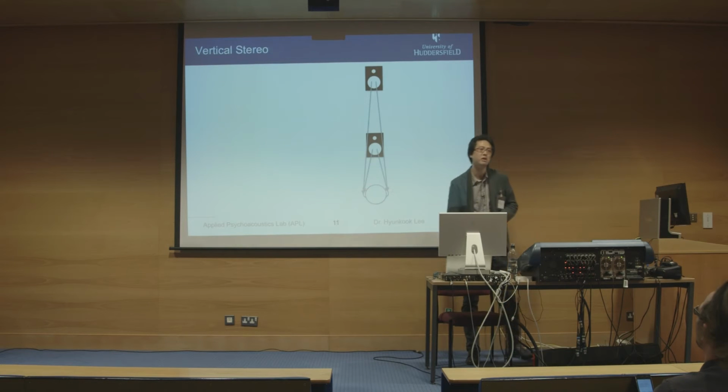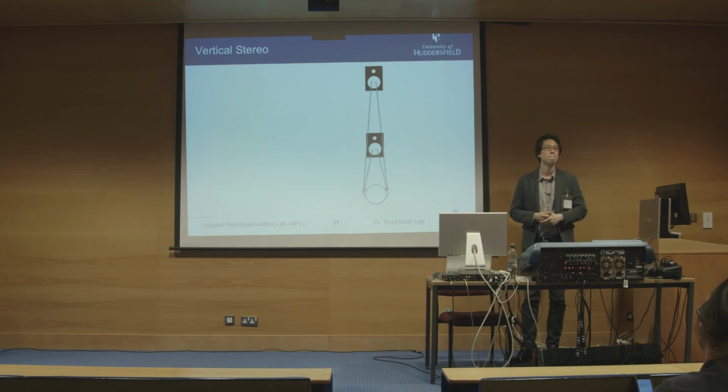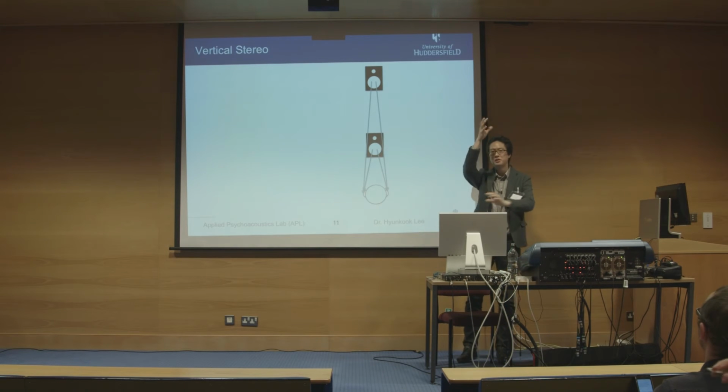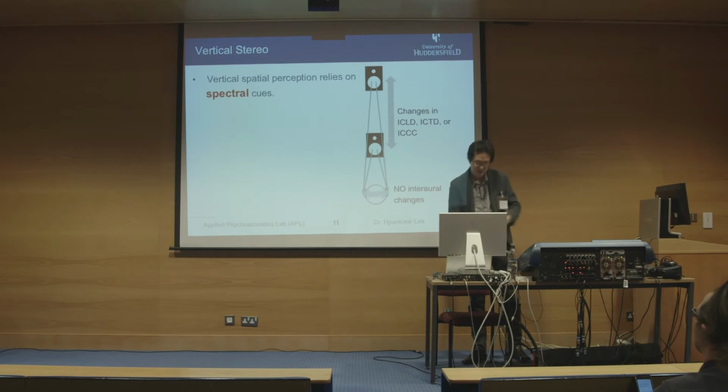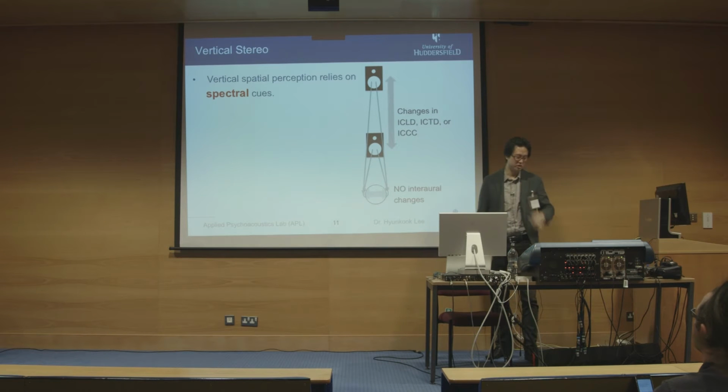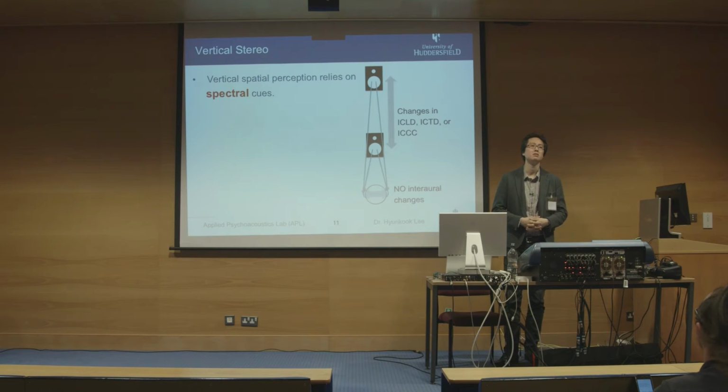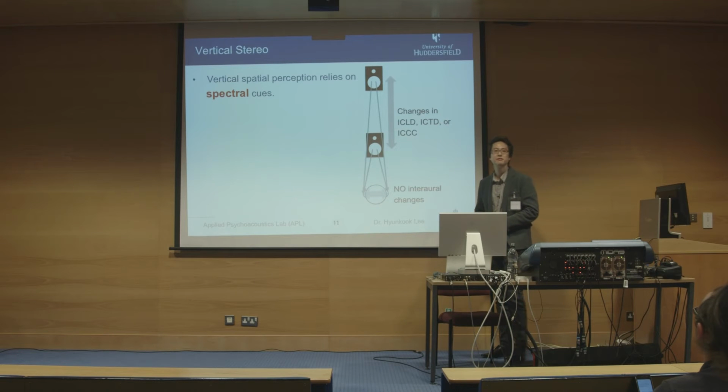But does it happen with vertically arranged speakers? Well, if the speakers are arranged right in the middle, in the median plane, even if you apply any level difference or time difference, there will be no interaural differences produced between the two ears. So this basically shows that it would be quite difficult to apply conventional methods in vertical music production, because there are no interaural changes. Research suggests that vertical perception fundamentally relies on spectral cues like HRTF.